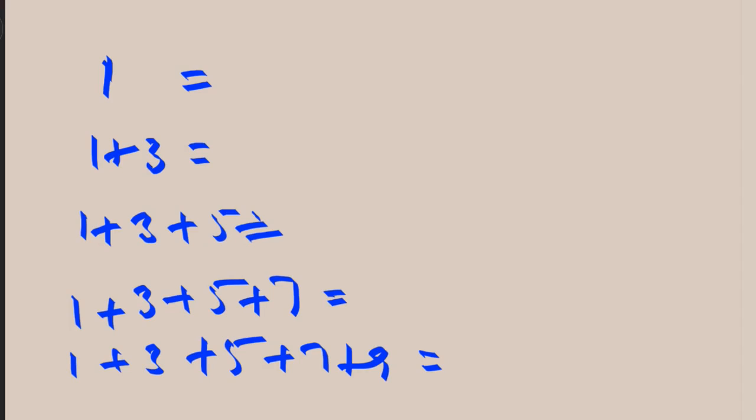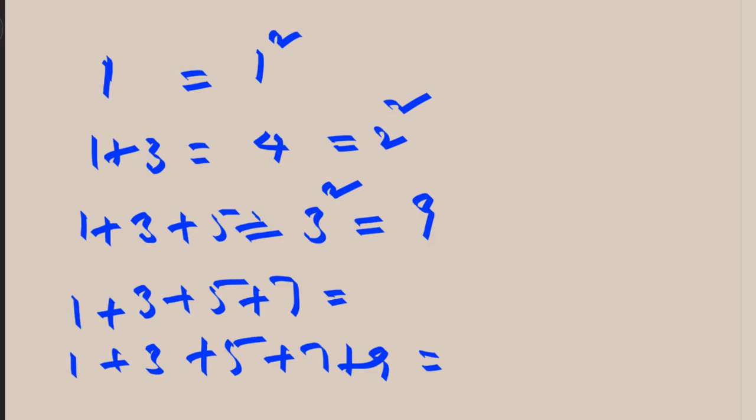Just observe this pattern. Generally 1 plus 3, 1 plus 3 plus 5, 1 plus 3 plus 5 plus 7. These are all sums of odd numbers, and they follow a nice square pattern. Only one number, 1, is 1 square, which equals 1. 1 plus 3 is 4, which is 2 square. 1 plus 3 plus 5 has 3 odd numbers, so 3 square, that is 9. 1 plus 3 plus 5 plus 7 has 4 numbers, so 4 square, that is 16.